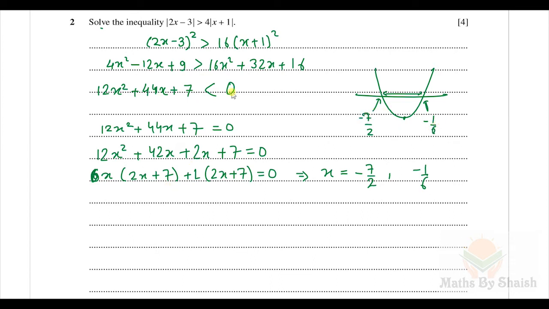For this inequality, we are going to take x in between these two values. That is, x will be greater than minus 7 over 2 and less than minus 1 over 6, and that's the solution. I hope it is clear. Let's do the next question.